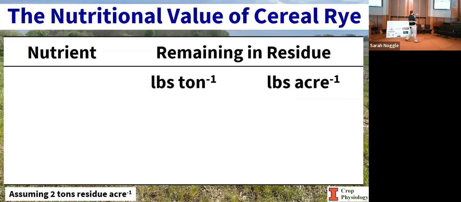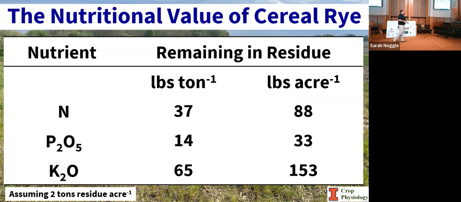But before we get there, we got to know how much value was in that residue. So in that 2 tons was almost 88 pounds of N, 33 pounds of P2O5 equivalent, or 153 K2O. Now these values are out there at different times. Like I said, when did you sample? How did you sample might change them. But these are ballpark what you might expect the day you terminate.